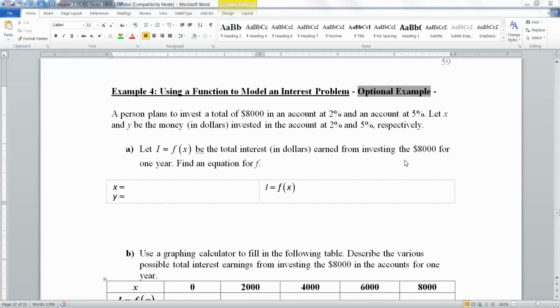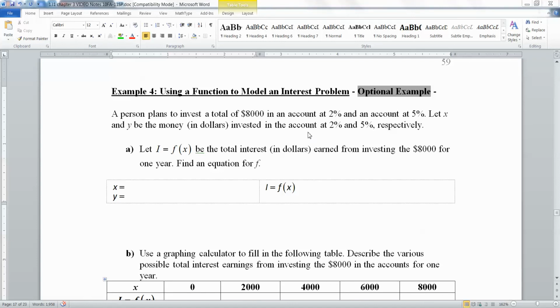So let's go over example 4. It says a person plans to invest a total of $8,000 in an account at 2% and an account at 5%. Let X and Y be the money in dollars invested in the account at 2 and 5% respectively. Let I equal f of x be the total interest in dollars earned from investing the $8,000 for 1 year. Find an equation for f.